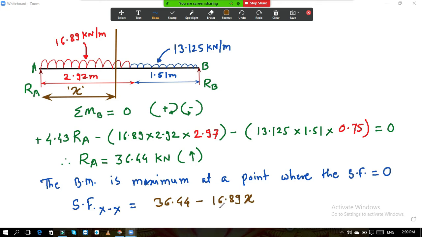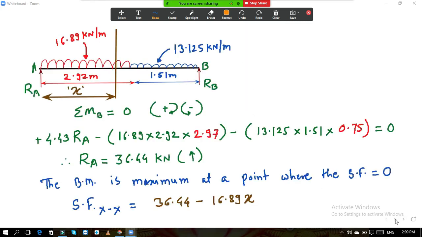But where do we get the maximum bending moment? At a point where the shear force is 0. So if we equate this equation to 0, then we will get the point where the bending moment is maximum. Okay, so therefore here I will write the equation: 36.44 minus 16.89x must be equal to 0.